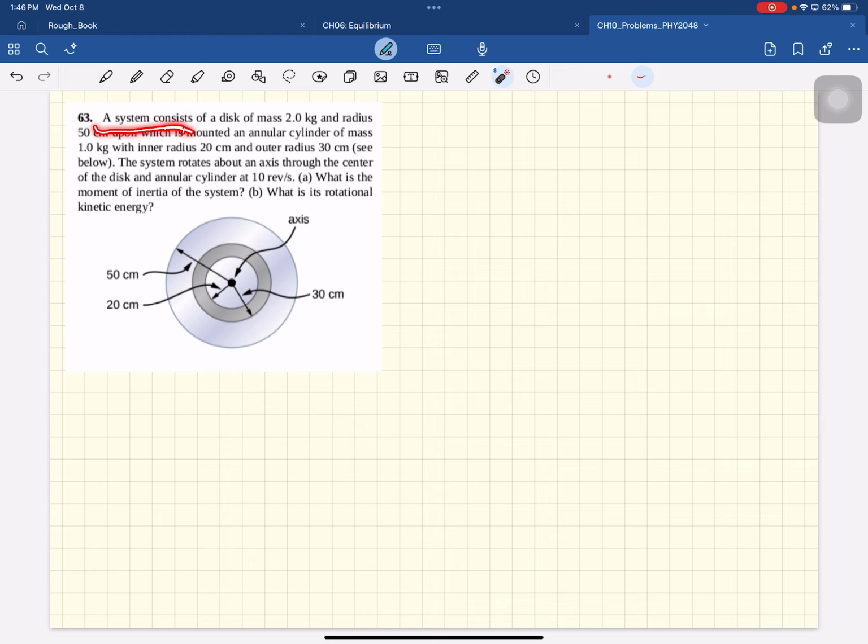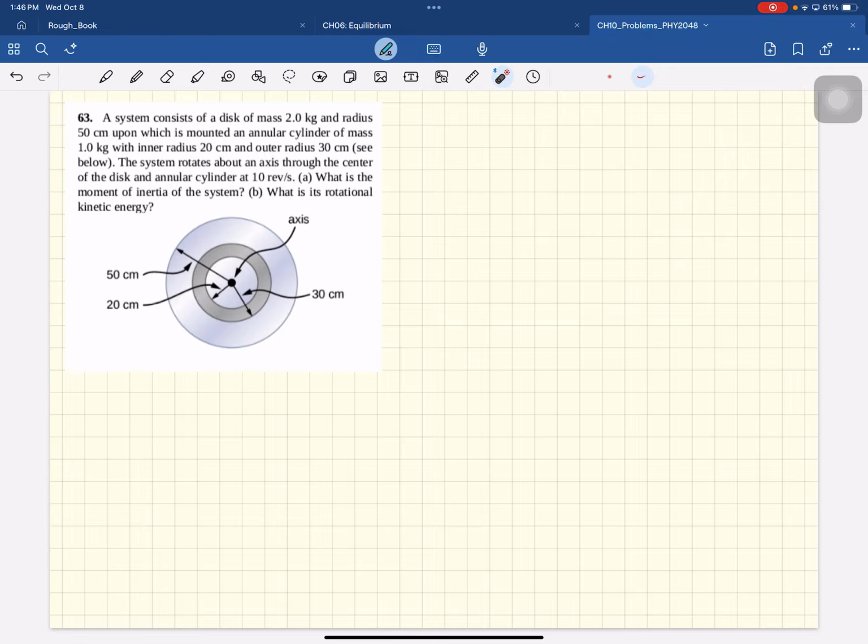So this problem says a system consists of a disk of mass 2 kg. So there's the disk, and radius 50 centimeters. So the disk is about this big. Upon which is mounted an annular cylinder of mass 1 kg, with inner radius 20 centimeters and outer radius 30 centimeters. The system rotates about an axis through the center of the disk and the annular cylinder at 10 revolutions per second. What is the moment of inertia of the system?